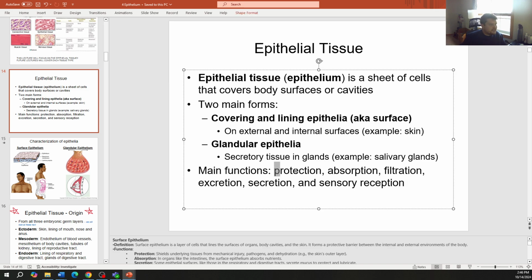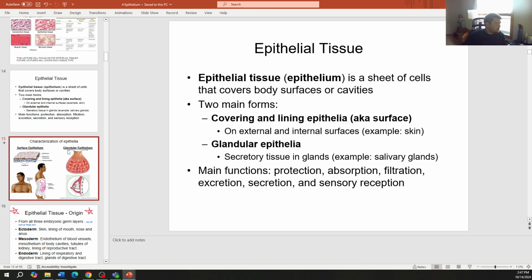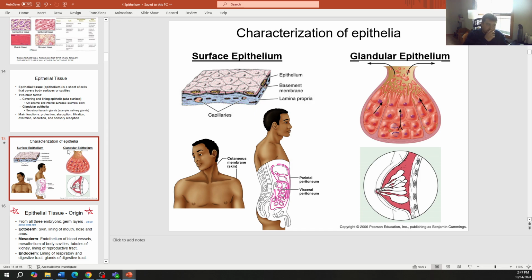Here are the main functions of epithelial cells. They deal with protection, absorption like in the intestines, filtration, think about the kidneys, excretion, and secretion, like for hormones, salivary glands, that kind of stuff. And then there's also sensory reception. So they do a lot of stuff. Just an introductory little picture, surface versus glandular.